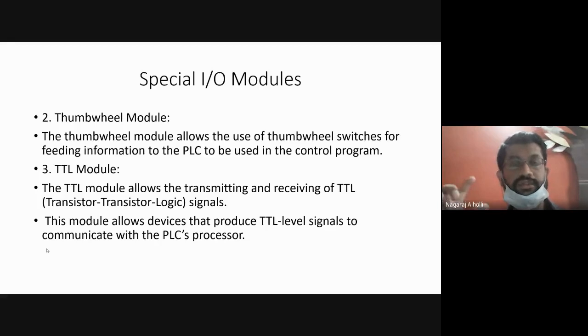The TTL signals or these voltage levels, 0 to 5 volts, are used to send the signals between the transmitter and the receiver. This module allows devices that produce TTL level signals to communicate with the PLC's processor. Using this module, the TTL signals, that is the signals in the range of 0 to 5 volts, are transmitted to the PLC processor, and based on the TTL signal received, the program adjusts itself and executes and controls a particular application.